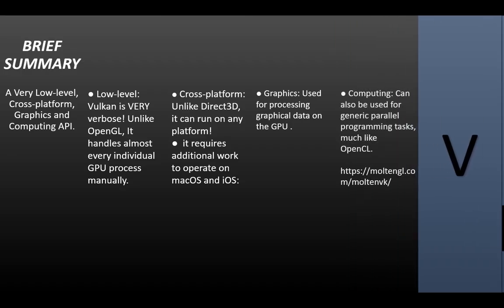Well, but then what is computing? Since it is a computing API as well, computing can be used for generic parallel programming tasks, much like OpenCL. If you are familiar with OpenCL, then you'll have an idea about what computing is. Okay, so what are parallel programming tasks? They can include multitasking and stuff like that. So this is what we call computing.